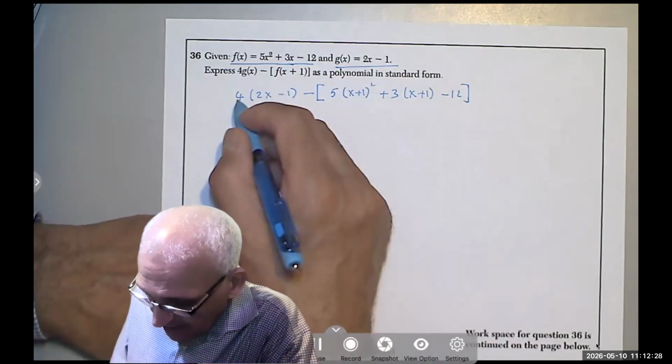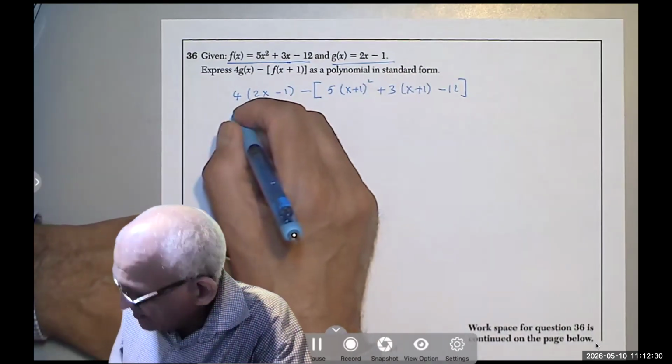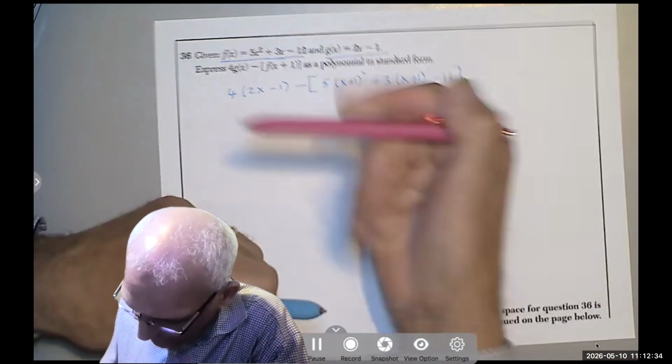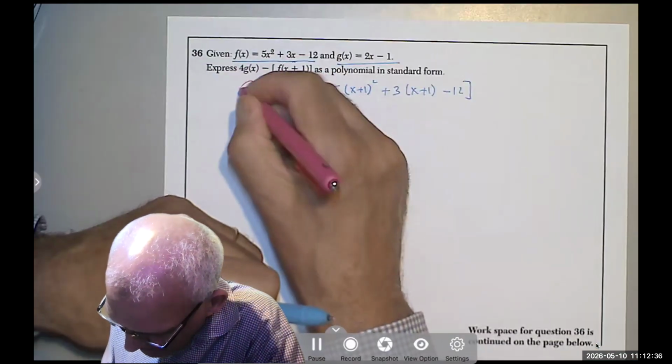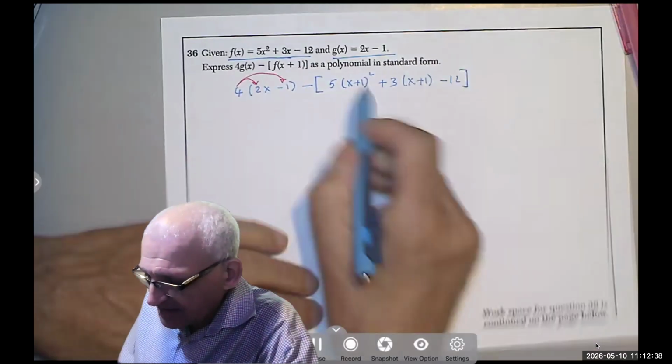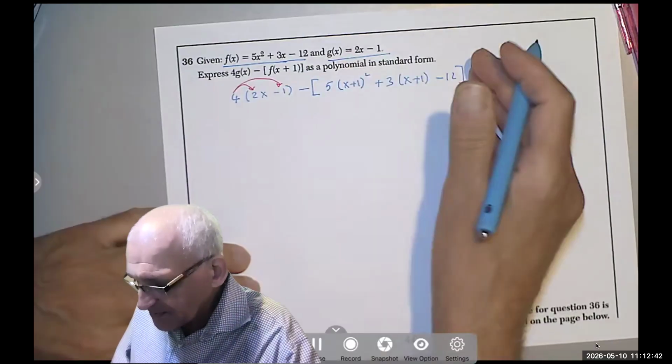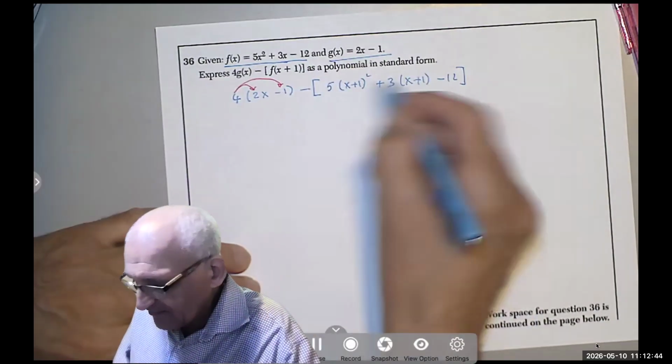So let's say I'm going to distribute the 4 and expand this, and then distribute the 5 and the 3.